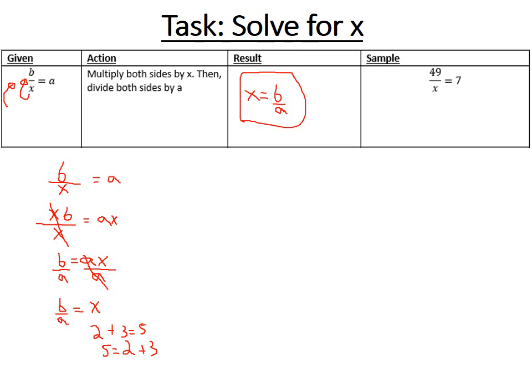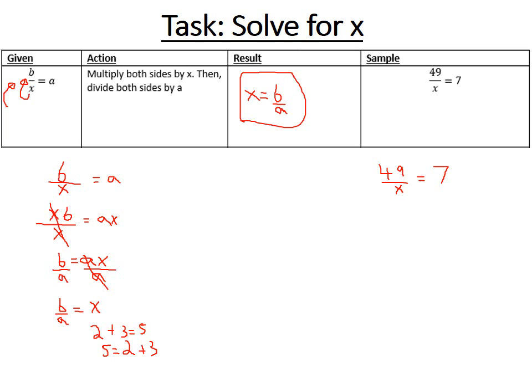So we're going to try one sample problem together. We'll do 49 over x is equal to 7, and we want to solve for x. So basically what that means is 49 divided by some number that we don't know is equal to 7. And again, if you're quick with math, you'll probably figure out that x is equal to 7 just by doing it in your head. But let's do it the mathematical way, because there are some numbers that you won't be able to do in your head.